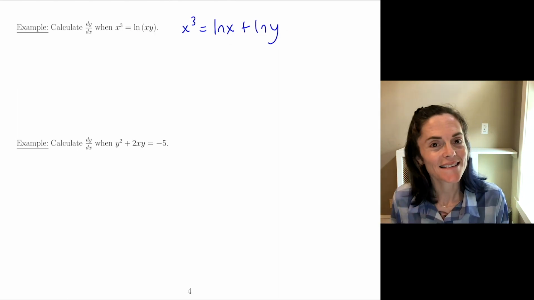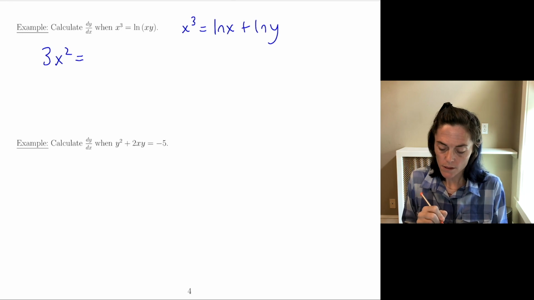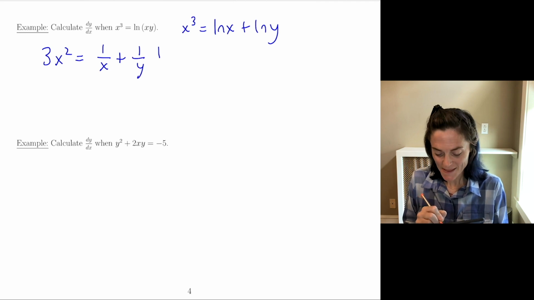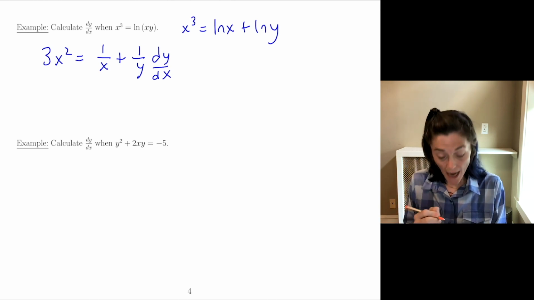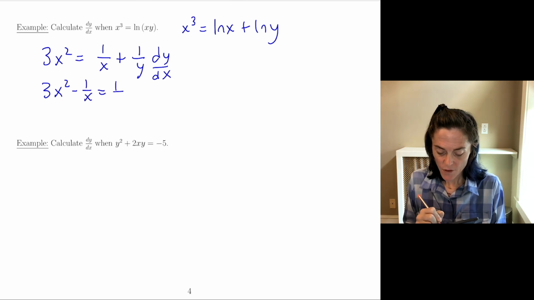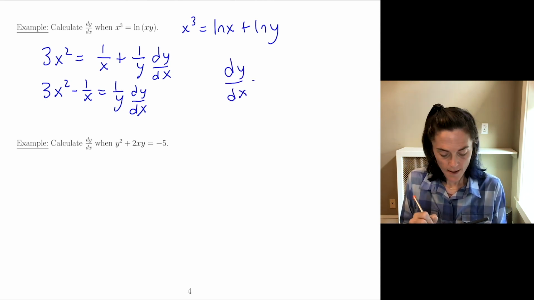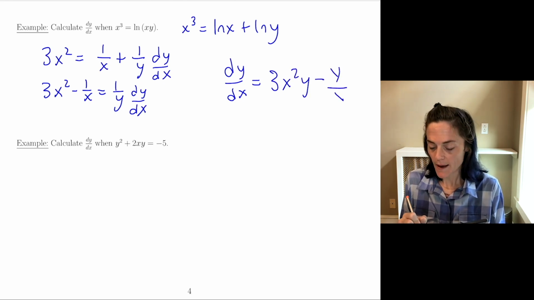Here, now I'm ready to start differentiating. Okay, so I have 3x squared equals 1 over x. And then we have 1 over y times dy/dx. Well, I can just subtract 1 over x from both sides. I have 3x squared minus 1 over x is 1 over y, dy/dx. And now you can multiply through by y. And so I have dy/dx is 3x squared y minus y divided by x.